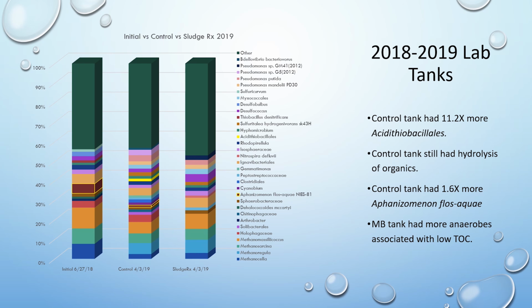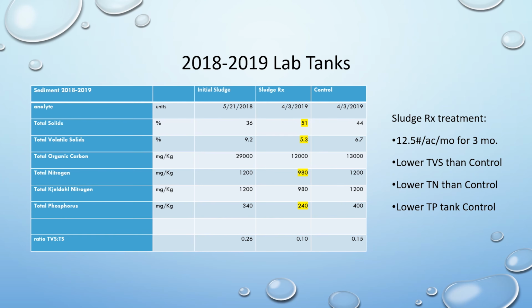So we think the control tank was probably still in the anaerobic hydrolysis phase, while the Sludge Rx tank had already progressed on to that, perhaps to full methanogenesis. So if we see here, the tanks treated with Sludge Rx were dosed every month for 3 months with 12.5 pounds per acre. The tanks treated with Sludge Rx had a lower total volatile solids than the other tanks and the initial. Also a lower total nitrogen and a lower total phosphorus in their sediments.